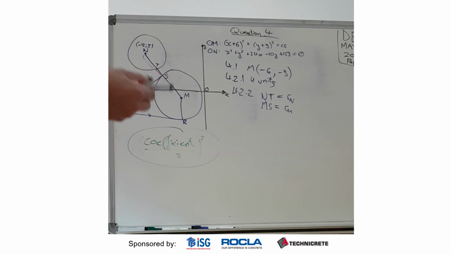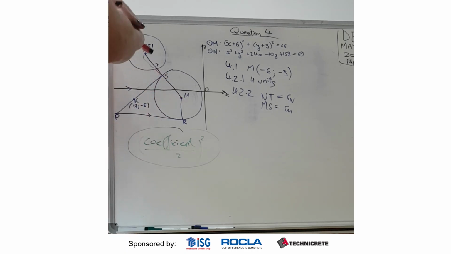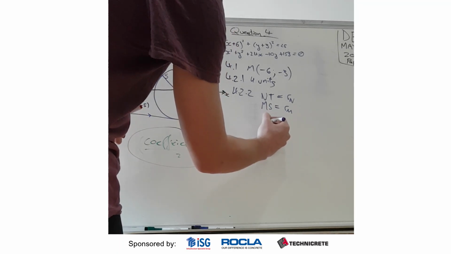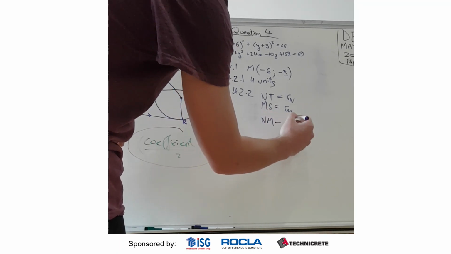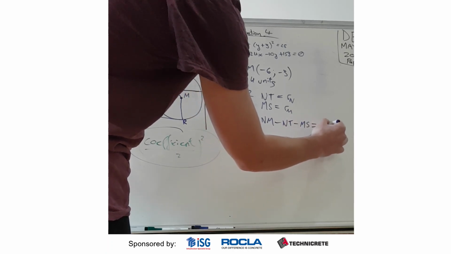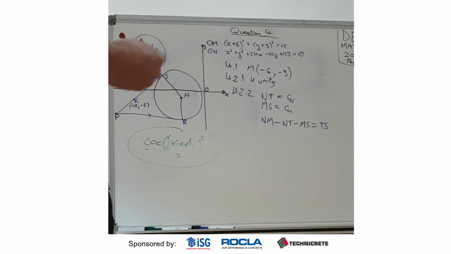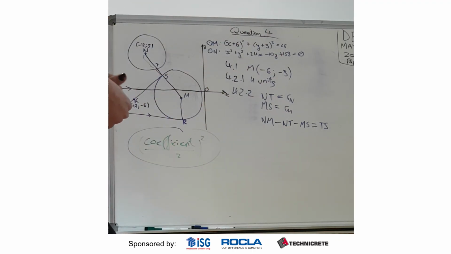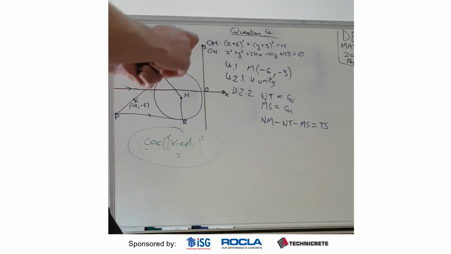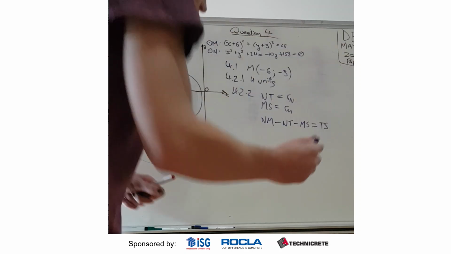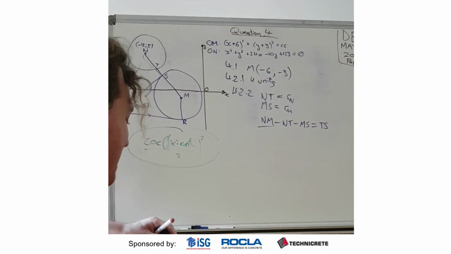Furthermore, we know that NTSM is one line. So, we can say that NM minus NT minus MS should equal TS. Right, that's all just logic. We haven't gotten to the maths yet. But knowing what we can do, let's start with working out distance NM.